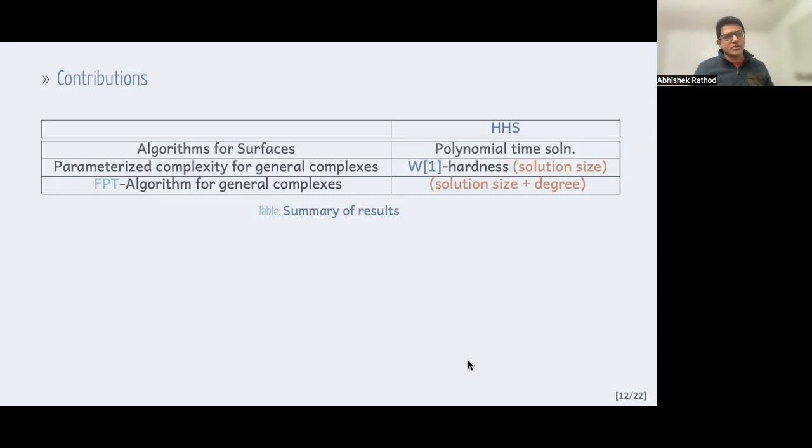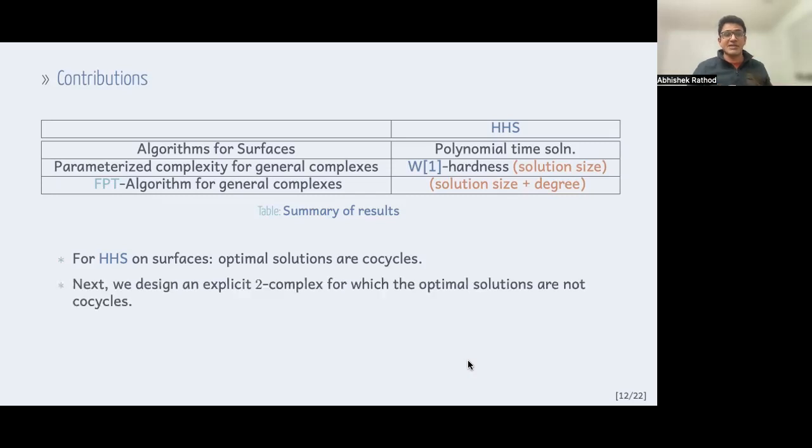All right. So now I'll make a few remarks about the contributions. So first, let me say that the polynomial time solution for surfaces largely depends on the structural result for surfaces. And the structural result is that a minimum homological hitting set is always a cocycle. So remember that what we're trying to do is we're trying to destroy cycles. And the optimal solutions actually happen to be duals, which means cocycles. To complement the structural result, we provided an explicit example of a two-dimensional simplicial complex for which the optimal solutions are not cocycles. And of course, this two-complex is actually not a surface.